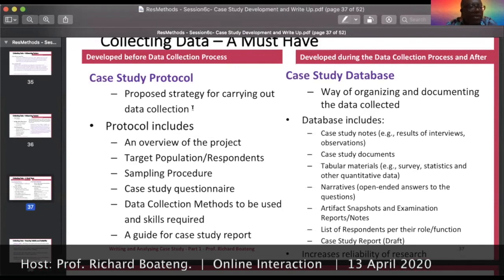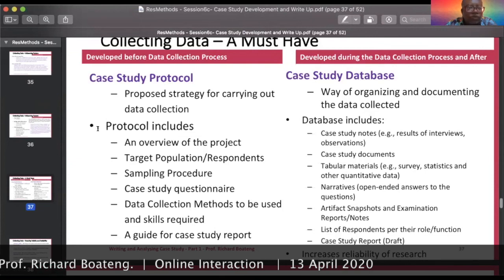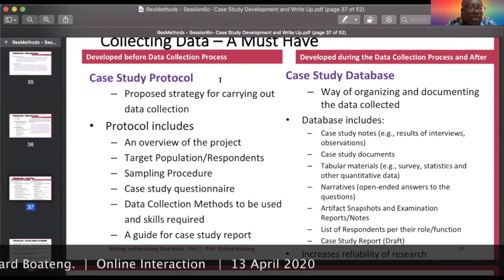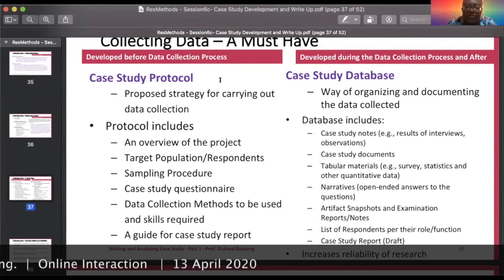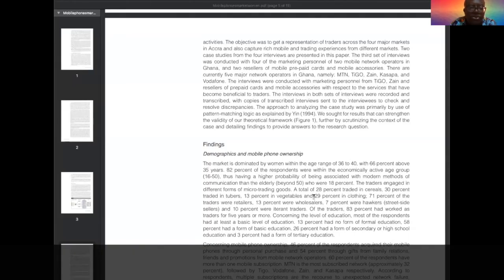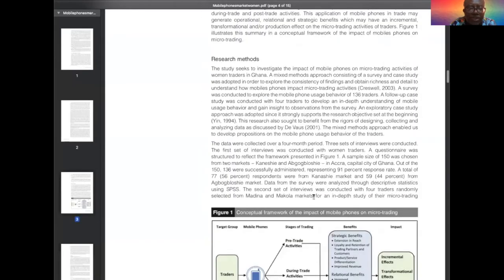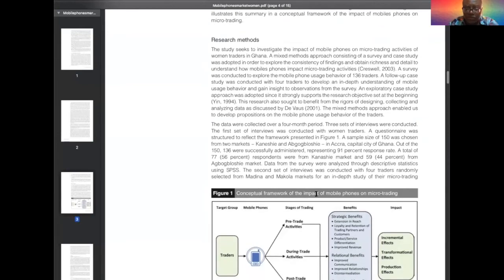Now, what I also advise is that when you take any research paper that has a case study in it, look at the methodology that was used, so you can appreciate whether you can identify the protocol in it and the case study database aspects of it. For example, the paper that I wrote, this paper that I have here, I can just show you a little bit of the case study methods. Now look at it here.